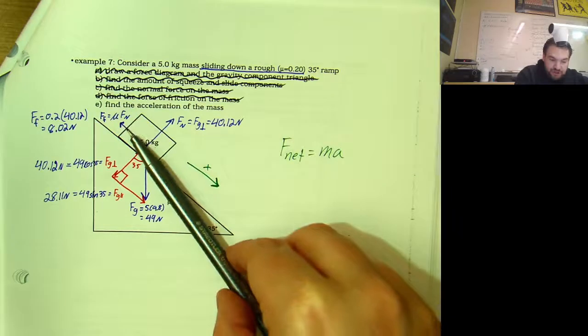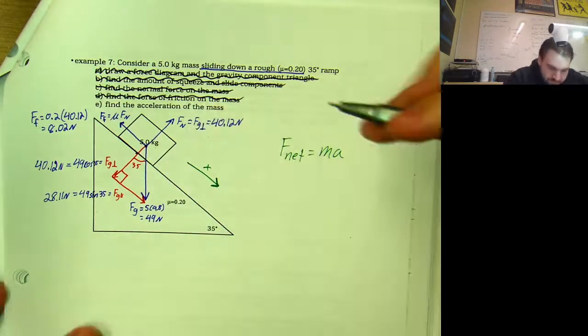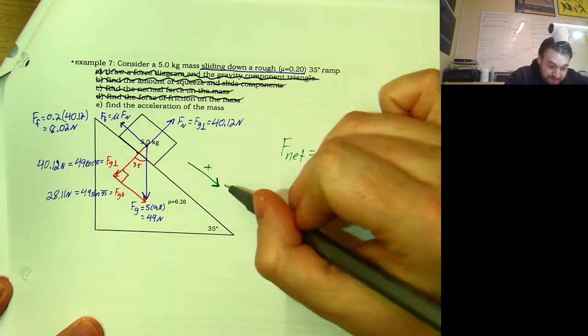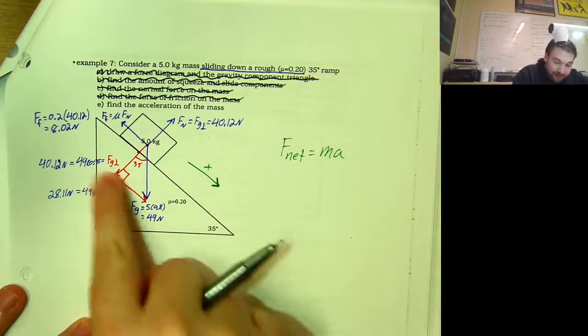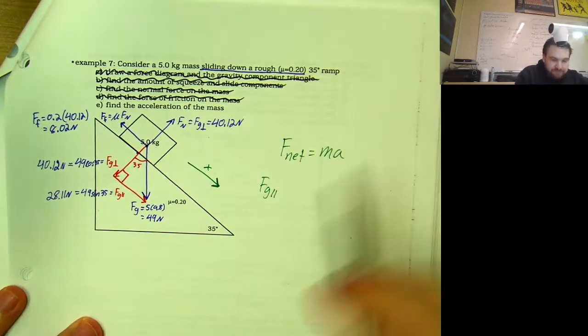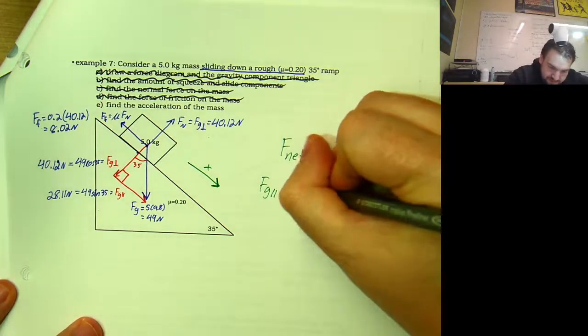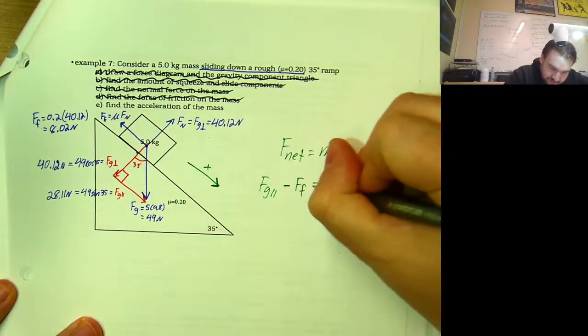One of them is friction. The other one is this component here. So we've already said that down the ramp is positive. FG parallel is down the ramp. So we're going to have FG parallel, and friction is acting up the ramp, so that's going to be minus our force of friction, and that's going to equal ma.